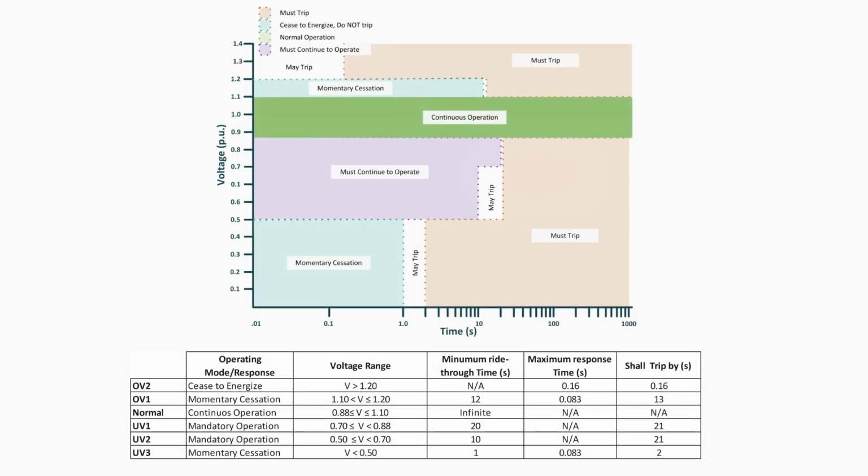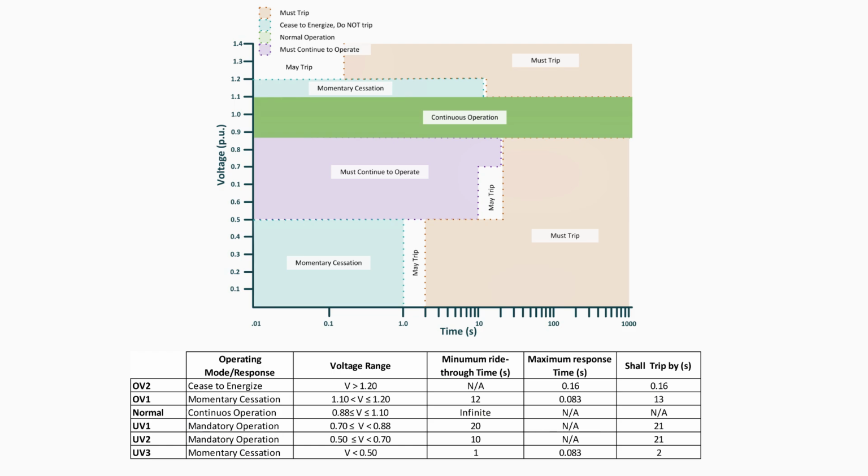Let's go over an example requirement for voltage ride-throughs. Here is an example standard for ride-through general requirements. This is telling us what inverters should be able to accommodate under this standard. Utilities may choose to use this or create their own standard. For this, let's assume the utility is using this standard.